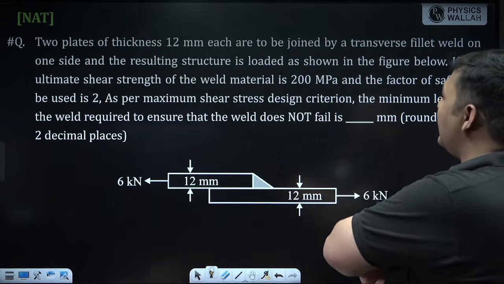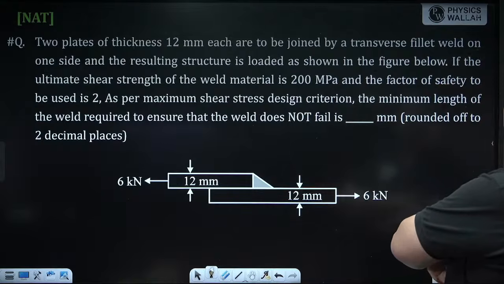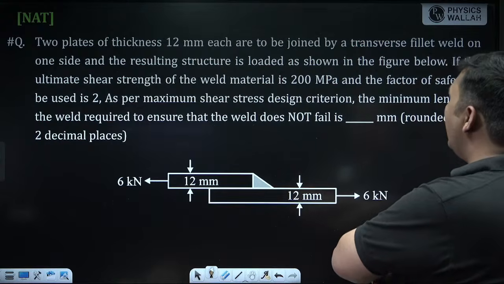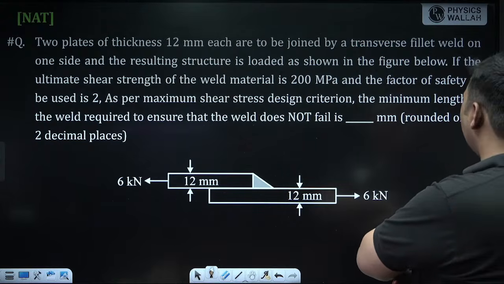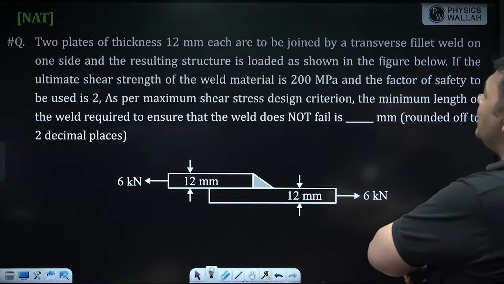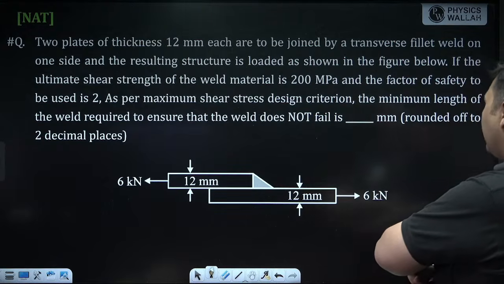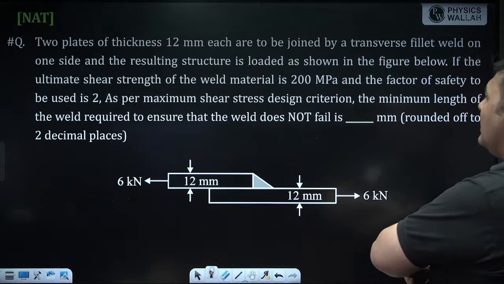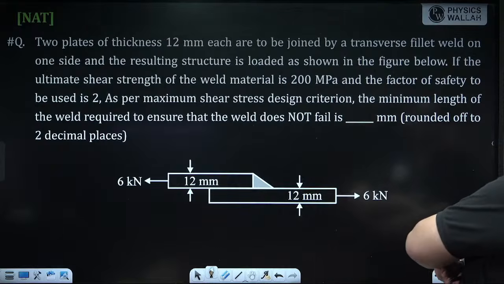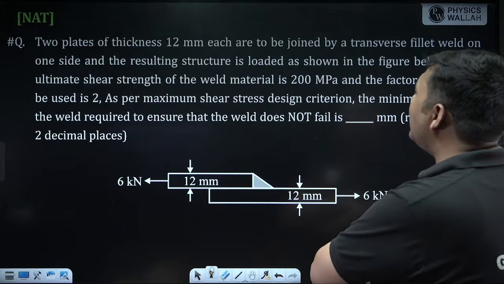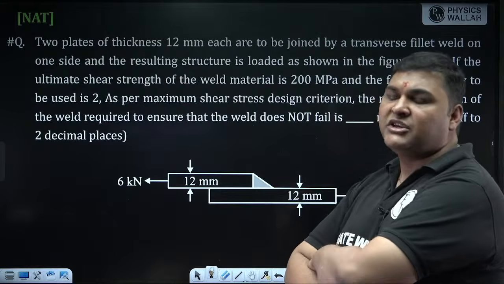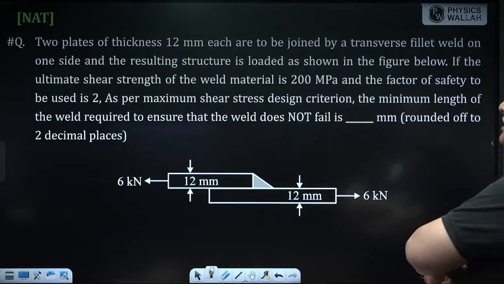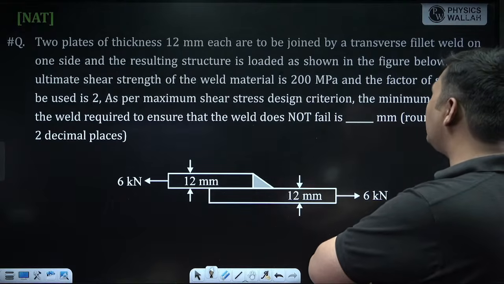Two plates of thickness 12 mm each are joined together by transverse fillet weld on one side. Here it is transverse fillet weld. And resulting structure is loaded as shown in figure. Now the ultimate shear strength of the weld material is 200 megapascal. It is shear strength, and factor of safety is 2. Then as per maximum shear stress theory, even see in question if shear strength is given, we will always solve by shear stress theory. The minimum length of the weld required to ensure that weld does not fail.